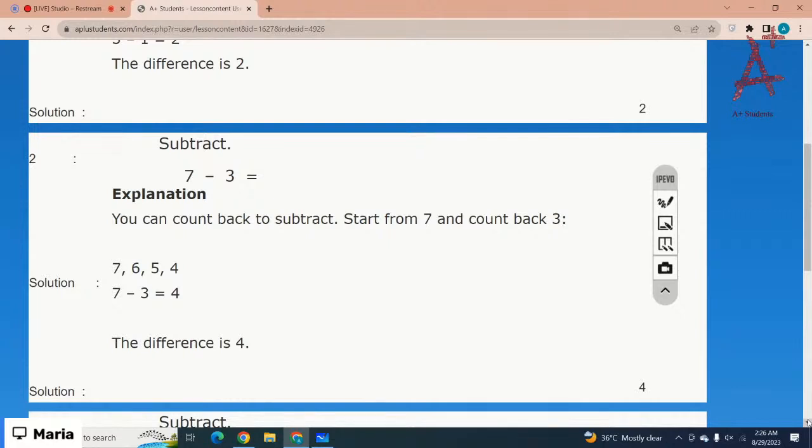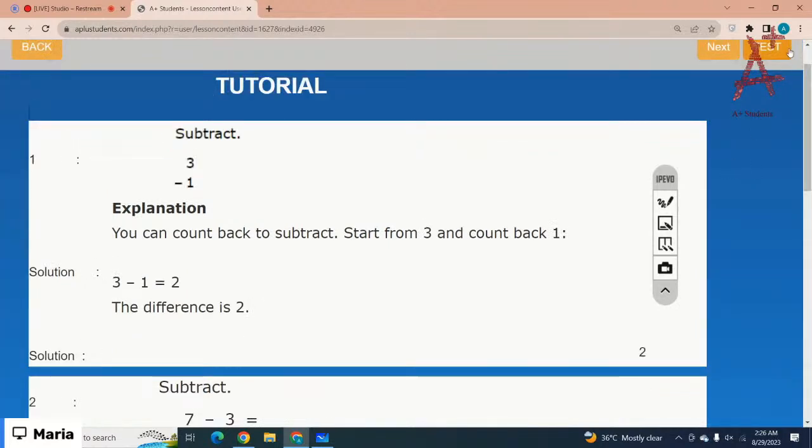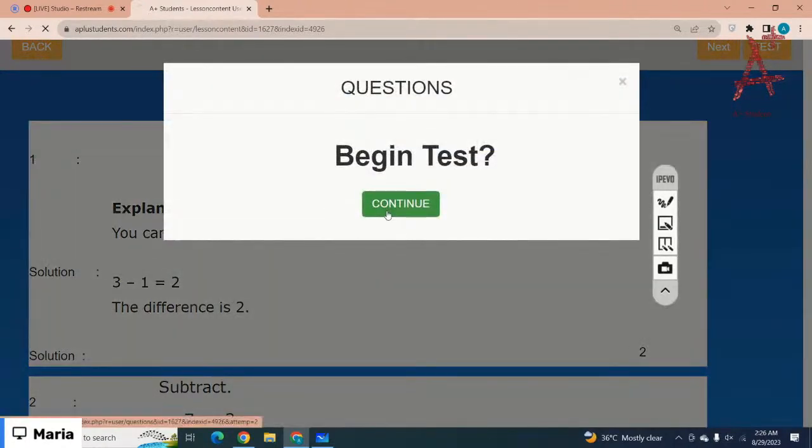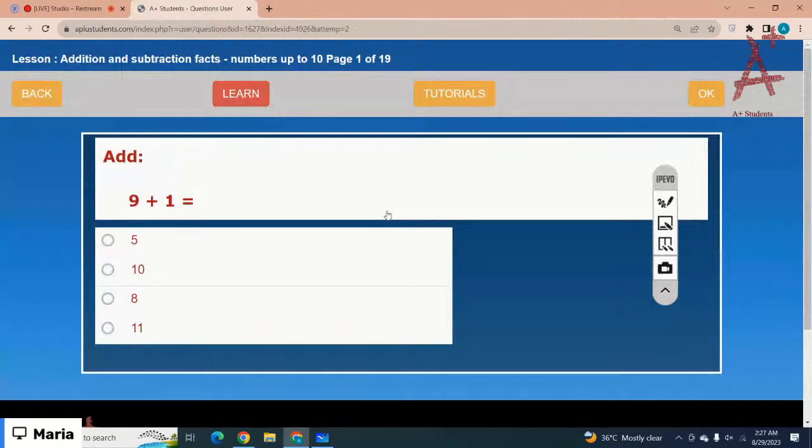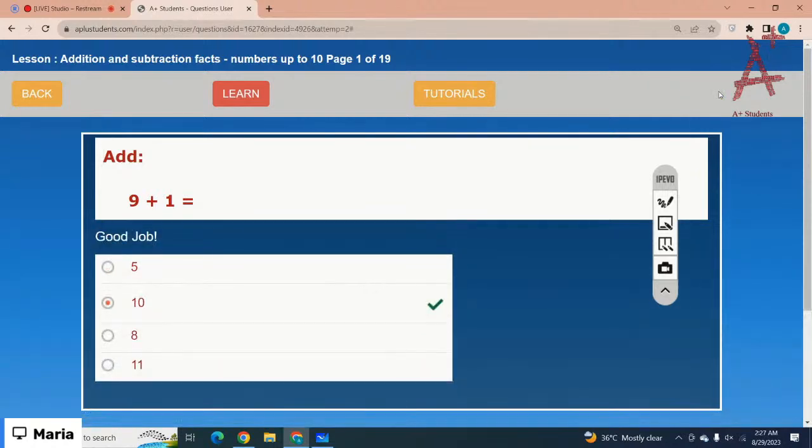Okay, the next one is, let's just start with the practice questions. 9 plus 1. So you have to add. That means you have to go forward by 1, right? So 9 plus 1 makes 10. The correct option is 10.